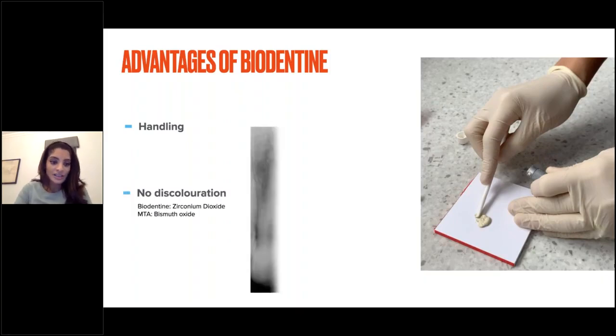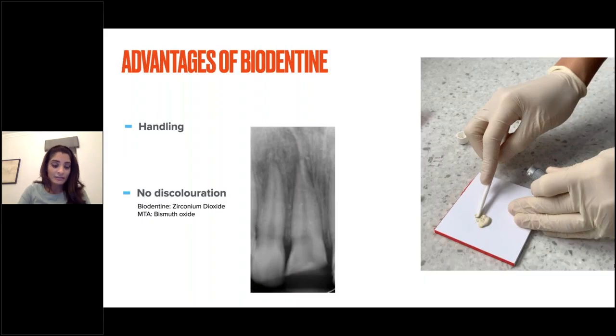Also, a big advantage is that biodentine doesn't cause discoloration. So the radiopacifier in MTA is bismuth oxide, and that makes it radio opaque, but it also discolors the tooth, and we get this blue-grey discoloration, which is nearly impossible to remove when it's been placed. You almost have to cut away the MTA again and whiten the tooth. Whereas biodentine contains zirconium dioxide as a radiopacifier, which means that it doesn't discolor the tooth.